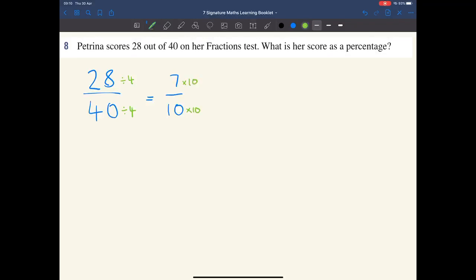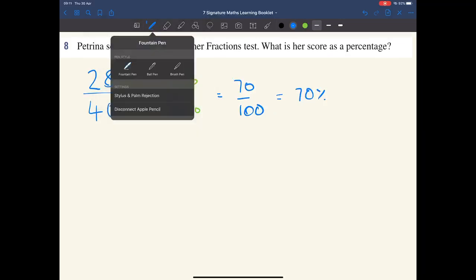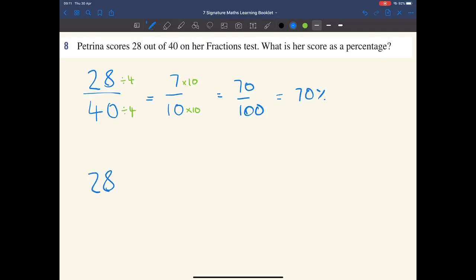Whatever you do to the bottom, you do to the top, and you get 70 out of 100, which equals 70%. And I like Gail's process so much that I'm going to do his just to prove that it's also correct. So 28 over 40. If we divide by 2 on both sides instead, you would get 14 out of 20. And then like Gail said, try multiplying by 5 now.